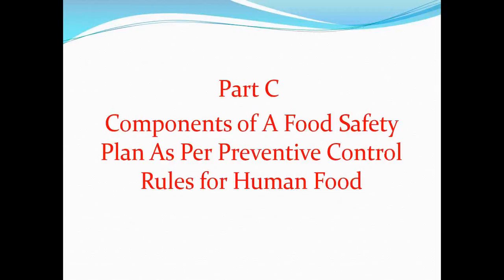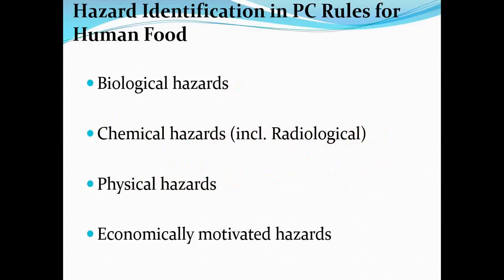So we are moving to part C. Here I will discuss the requirements of PC rules in detail. The first one talks about hazard identification in PC rules. Many of you are familiar with all the hazards, but I'm just going to give some additional information on that: biological hazards, chemical hazards, physical hazards, economically motivated hazards. Though these things are not quite new to you, I would like to give some additional information, as I said.